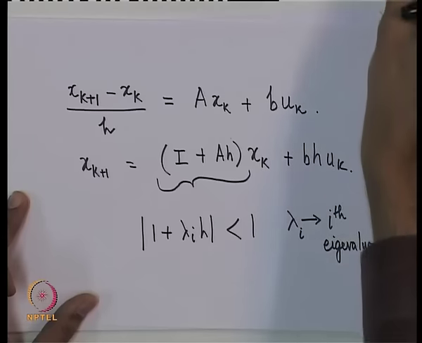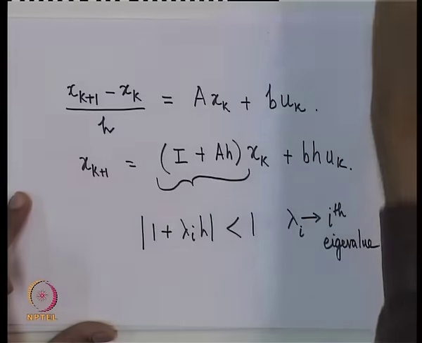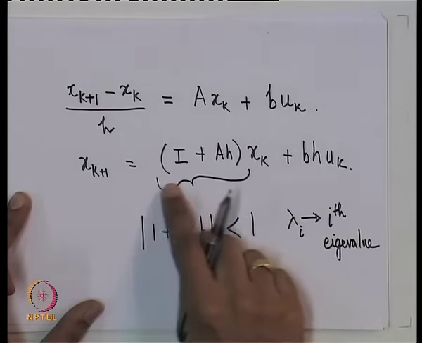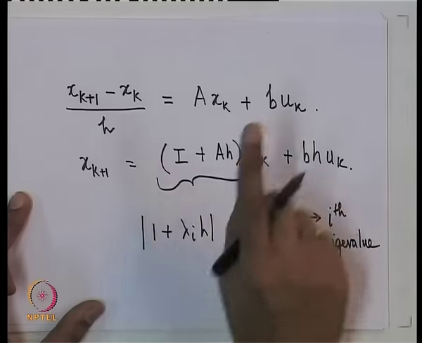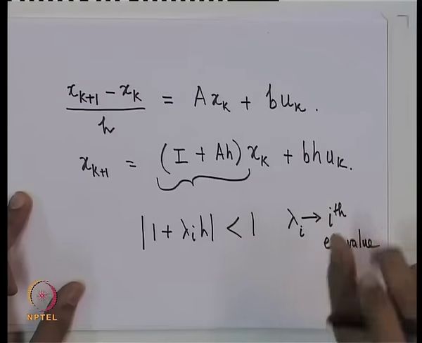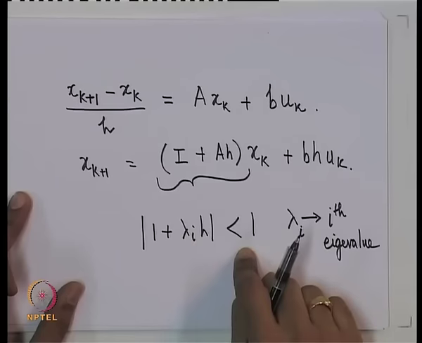Now, remember that the original system is stable, but Euler method under certain circumstances may not be able to mimic the stability of the original system. It may show an originally stable system to be an unstable one, because this relationship may not be satisfied.